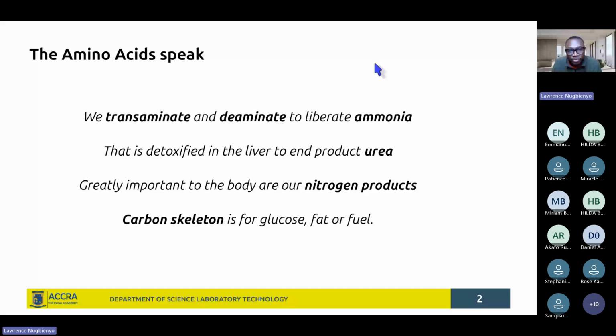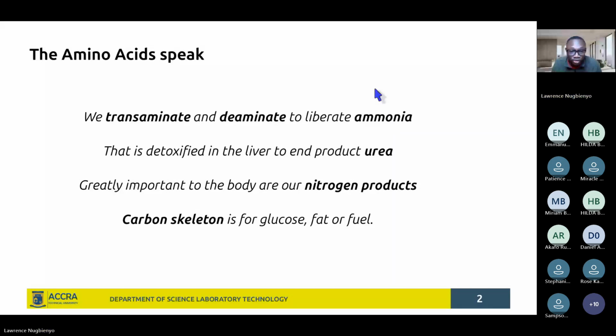So we're going to look at two major processes by which amino acids are broken down: transamination and deamination. And the product that is liberated from those two processes is ammonia. And that ammonia goes into the production of urea in the liver, which later is excreted out of the body in urine.